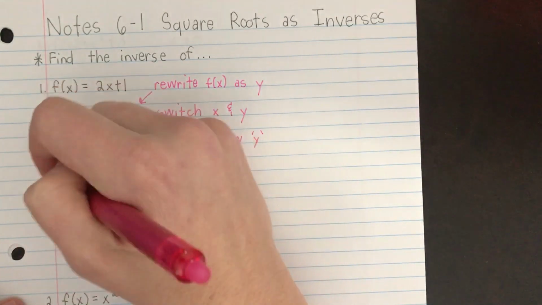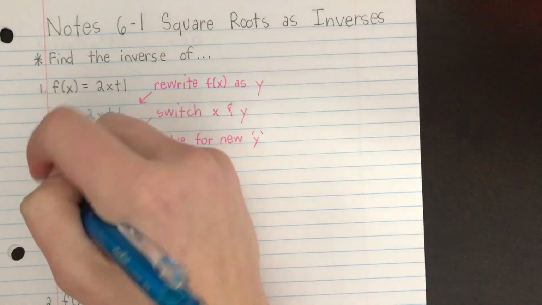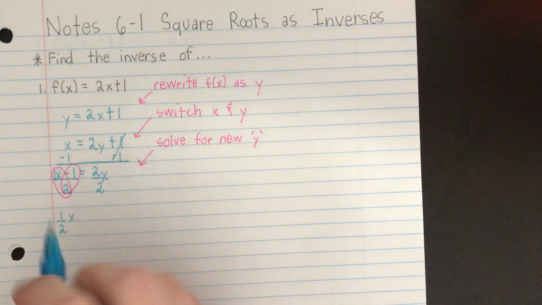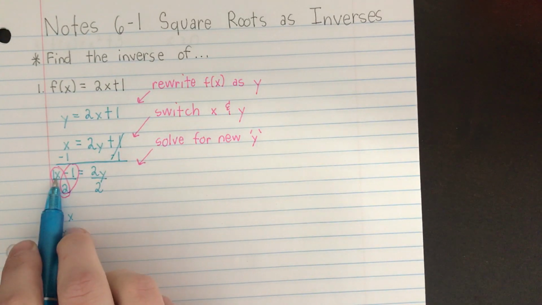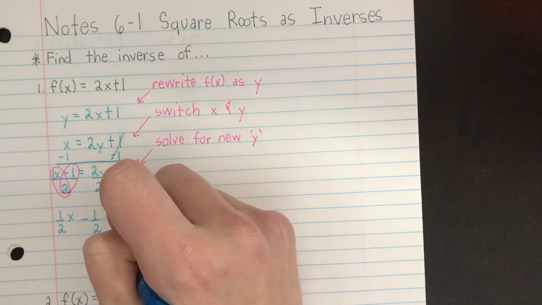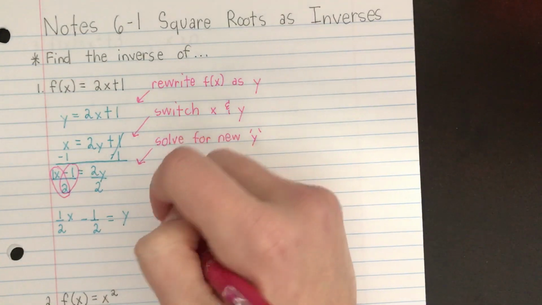Remember here, of course, you're going to share the love with both terms in the numerator. There's an implied 1 here, so this will become 1/2 x. Make sure that x looks like it's in the numerator like it was previously. Minus 1/2 equals y.